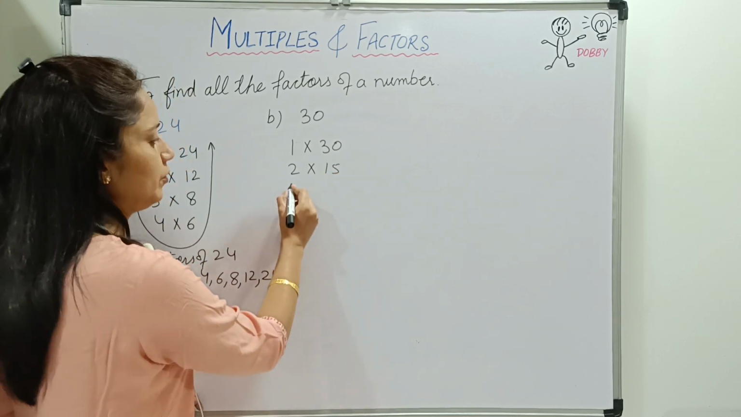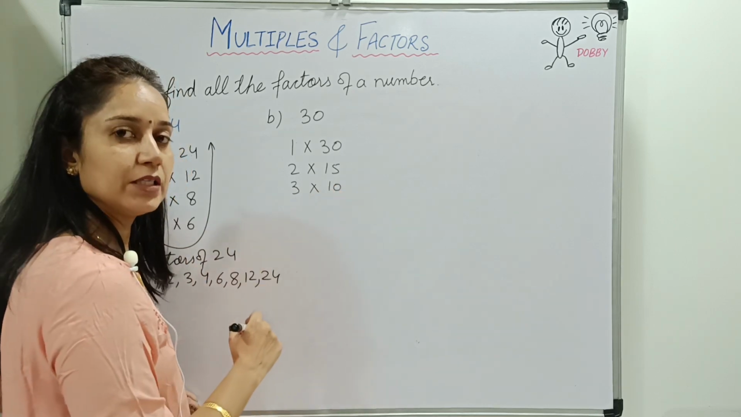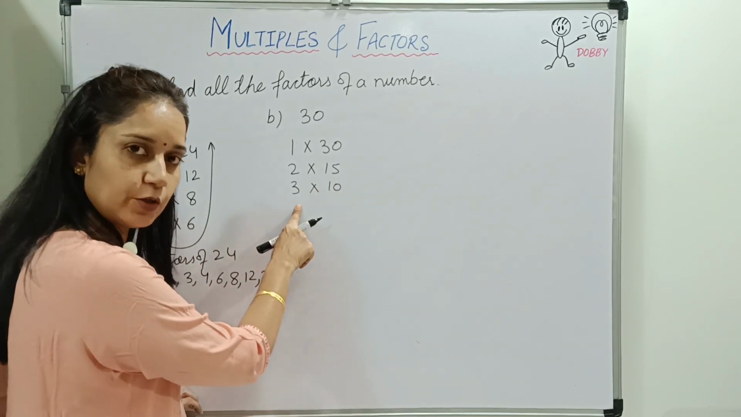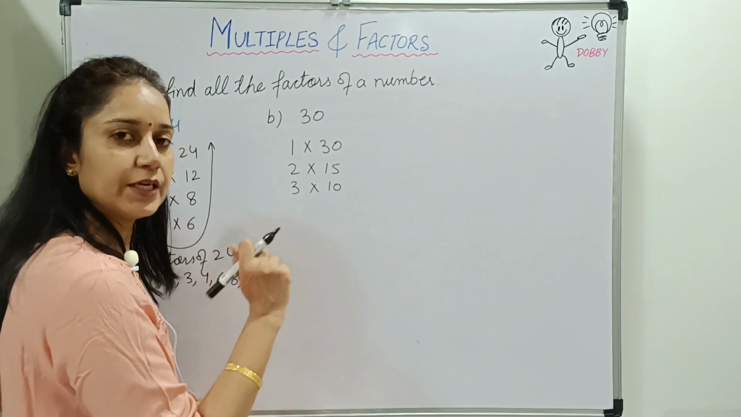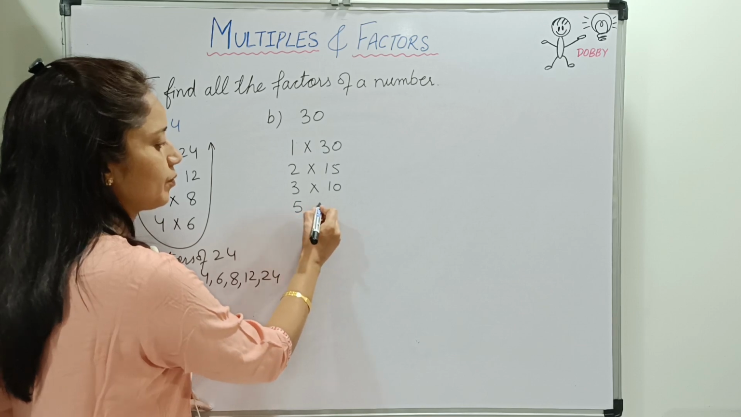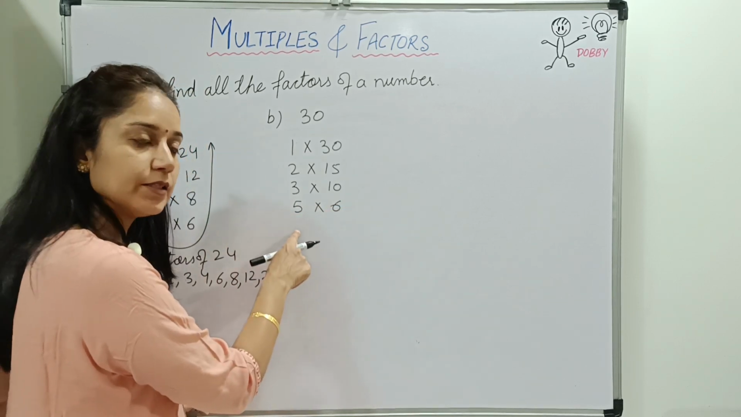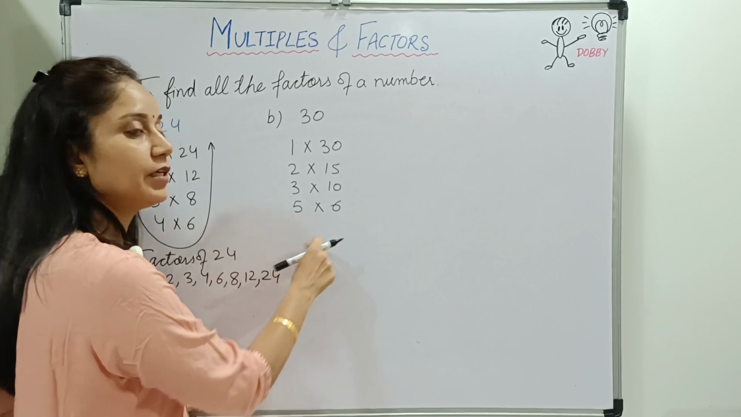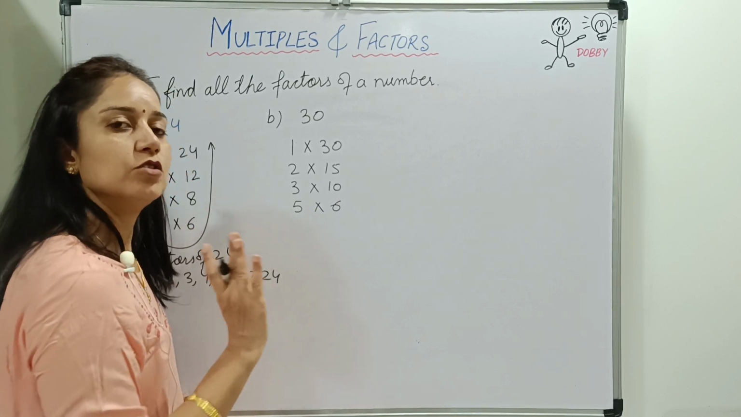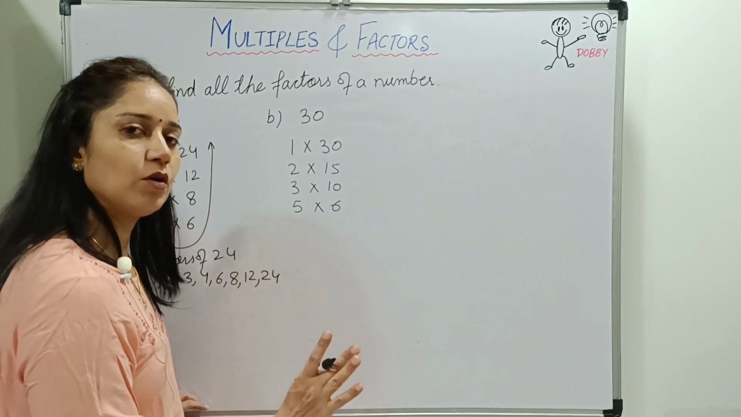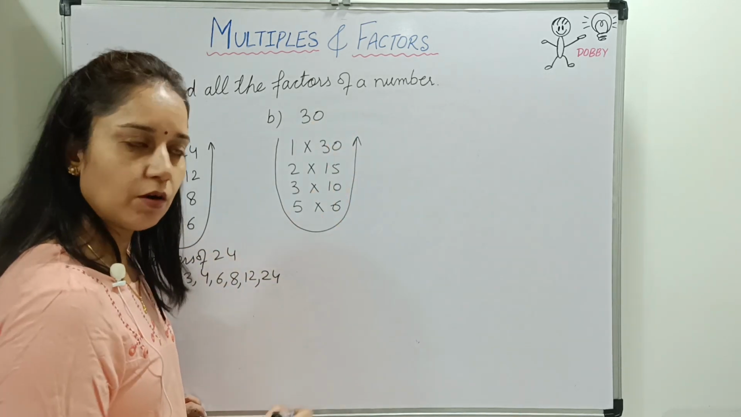Next table is 3. 3 tens are 30. Next table is 4. 4 sevens are 28, 4 eights are 32. 30 does not come. Going to the next table, table of 5. 5 sixes are 30. Next table is 6. 6 fives are 30. Here it is the repetition of the pair. So when you get the repetition, there only you have to stop and write the factors in increasing order.